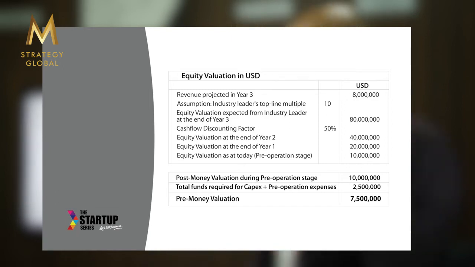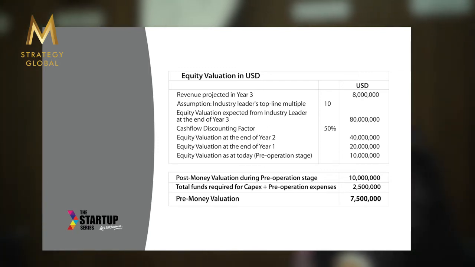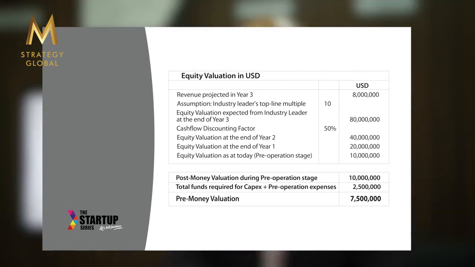Now with this $80 million, we are going to use cash flow discounting factor at 50%. Now what's cash flow discounting factor? It is basically time value of money, which means that $80 million at the end of year 3 are equivalent to $40 million at the end of year 2. That's the risk associated with generating this revenue and profitability in year 3.